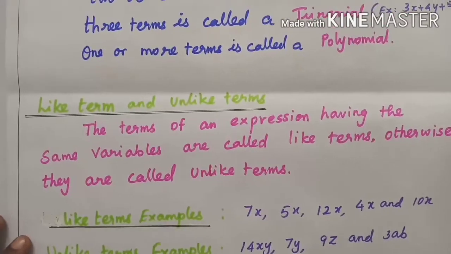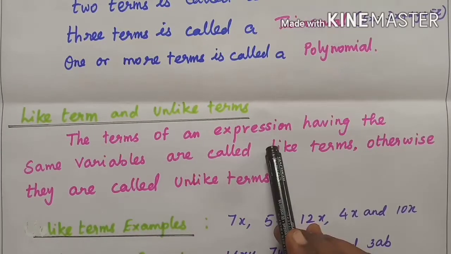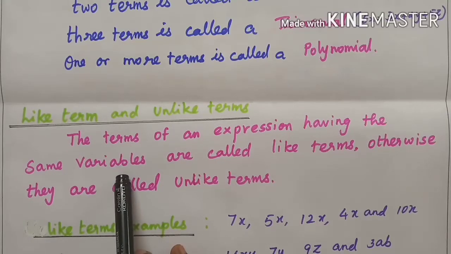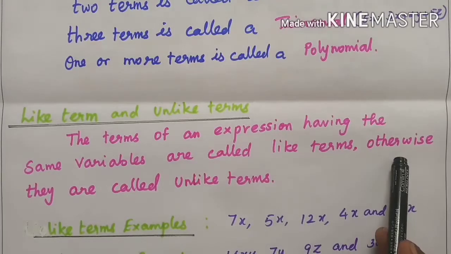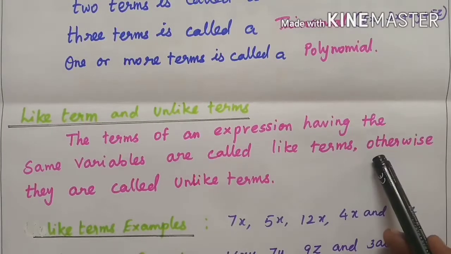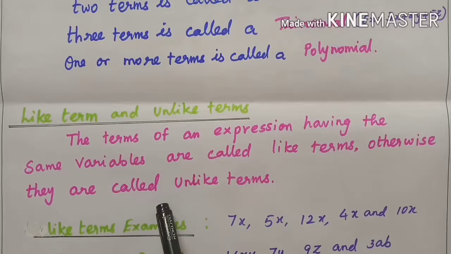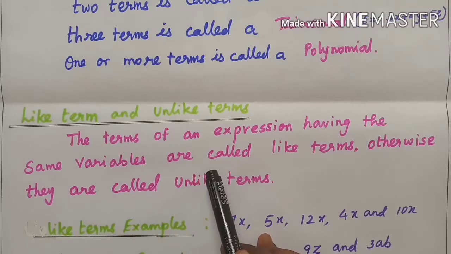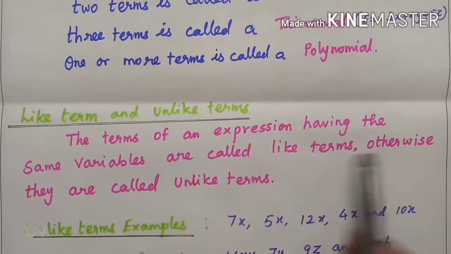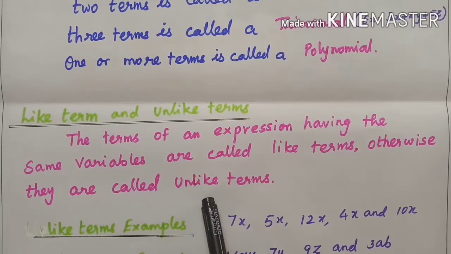Right. Let's move on to like terms and unlike terms. First, what is meant by like terms? The terms of an expression having the same variable are called like terms. Like means same. Otherwise, they are called unlike. Otherwise means if they are not the same, those types of terms are called unlike terms.